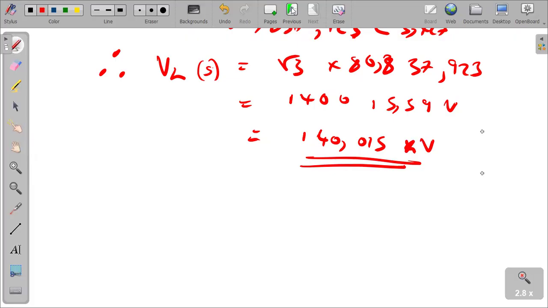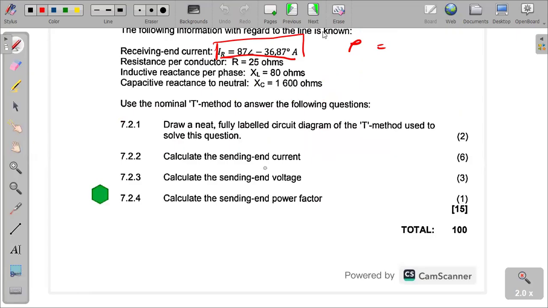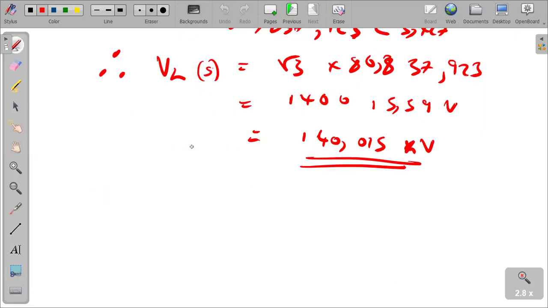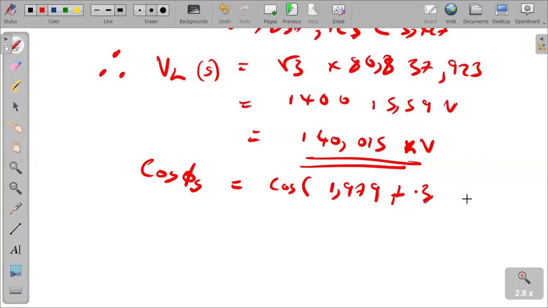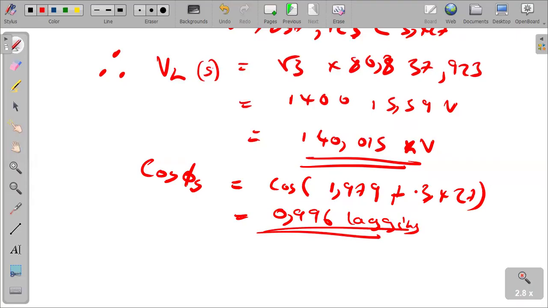All right, let's go now to the last question, which was saying calculate the sending end power factor. The sending end power factor cos phi s is equal to cos of 1.979, you are just adding the phase angles there, plus 3.427, and that will now give you 0.996 lagging. There we are. So this marks the end of our revision of our paper. This is how we do it, okay? Just like that. All right.